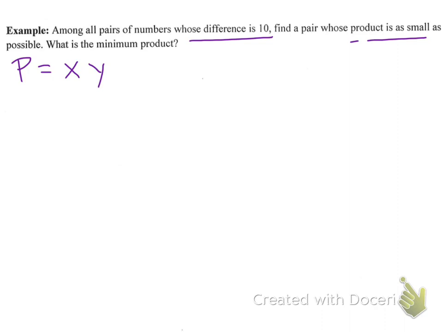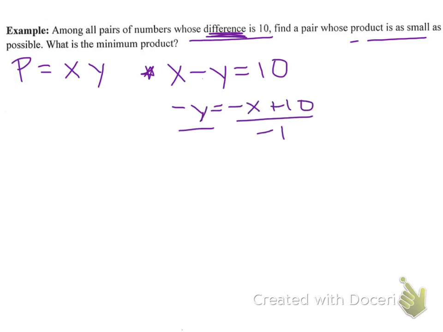Now we're going to use the conditions of the problem. So step 2 says use the conditions of the problem to write a function. So these two numbers have a difference of 10. So I know x minus y is going to be equal to 10. Then it says to express the problem in standard form. So what we're going to do is solve this equation, the one that has the number, for y. So I have negative y equals negative x plus 10. We're going to divide both sides by negative 1. And we get y equals x minus 10.